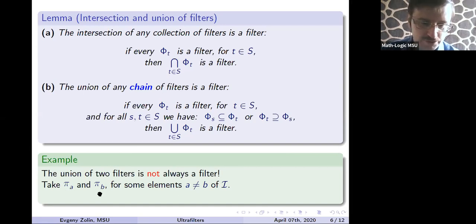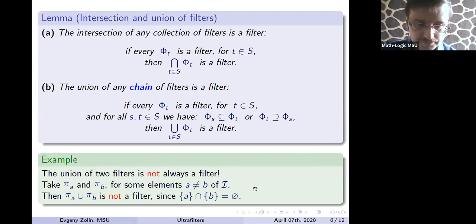Then the union, of course, is not a filter because it is not closed. Of course, it is closed under superset, but it is not closed under intersection. We can take one set from this filter, another set from this filter: singleton A, singleton B. Then the intersection is empty, so it is not an element of this set, so this is not a filter. So the condition 4 fails.